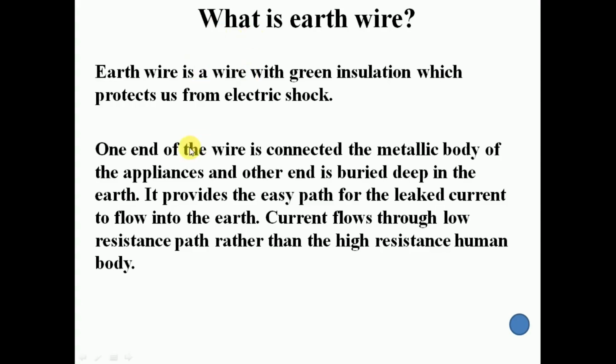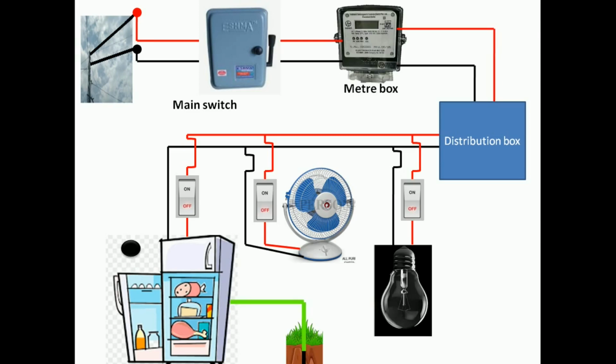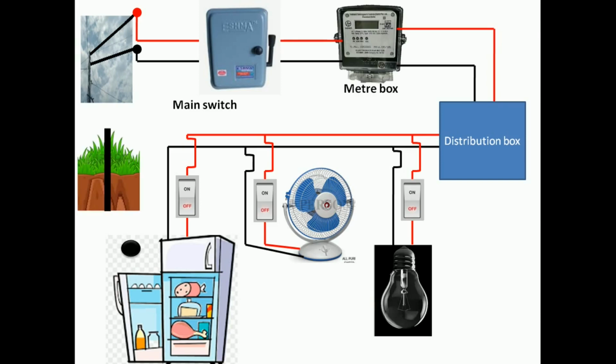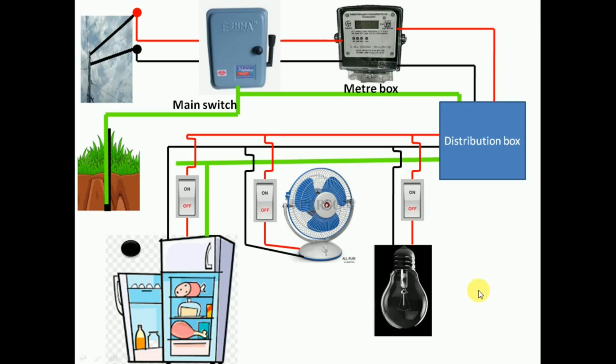So this is how we connect the earth wire. One end of the wire is connected to the metallic body of the appliance and another part is buried deep into the earth, and this process is called earthing. For this fridge I need an earth wire which is green in color. But at our houses we have only one common earth point for all the appliances. From there we take the connection wherever it is required. So this wire will go to each room and each appliance in which the earth is required.